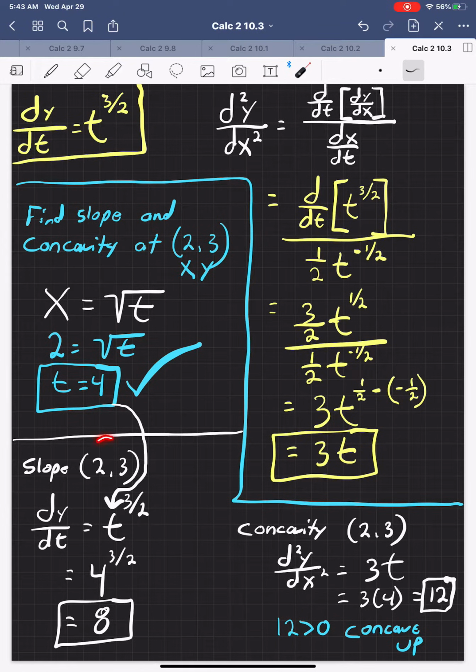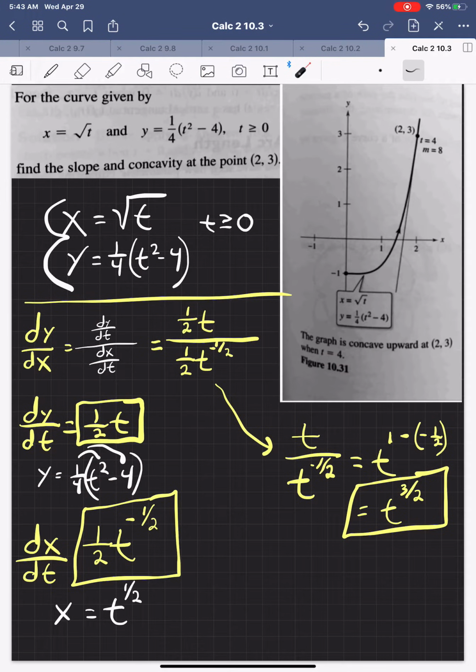So at the point 2, 3, we should have a rate of change of 8 and a positive concavity. So at the point 2, 3, notice that you have a rate of change of 8, that's positive, that's good, and notice we have positive concavity all throughout this trajectory. All right, so far, so good, right?